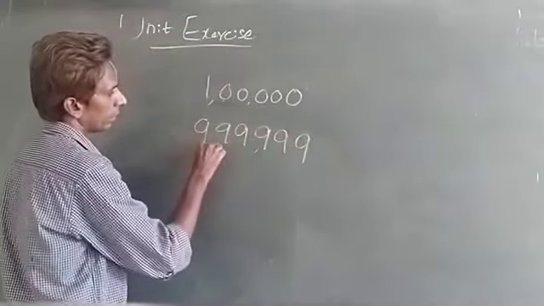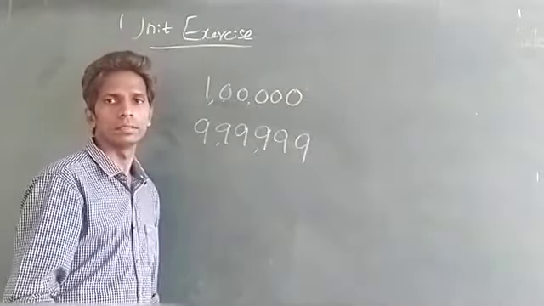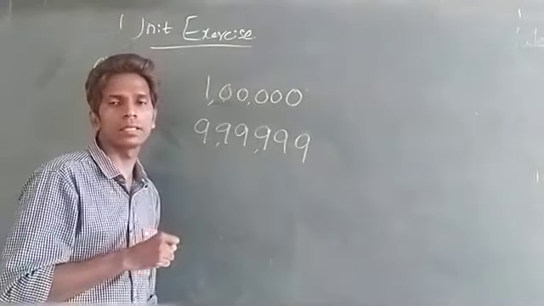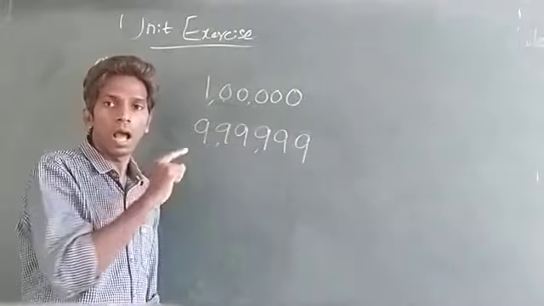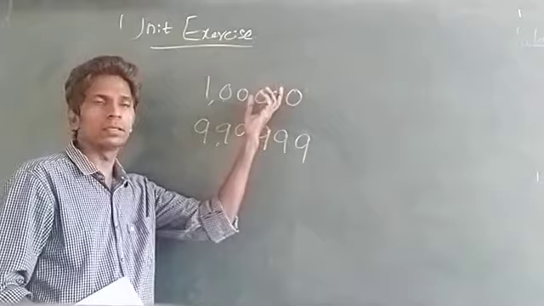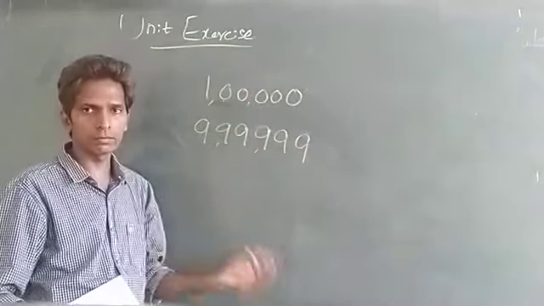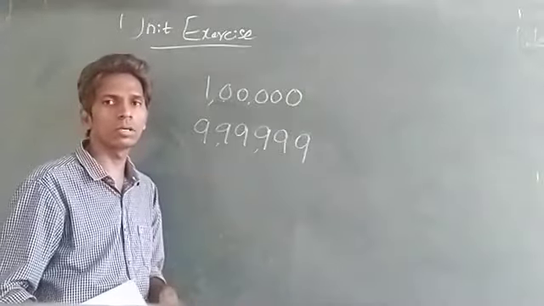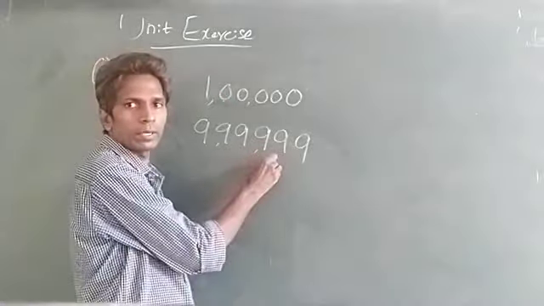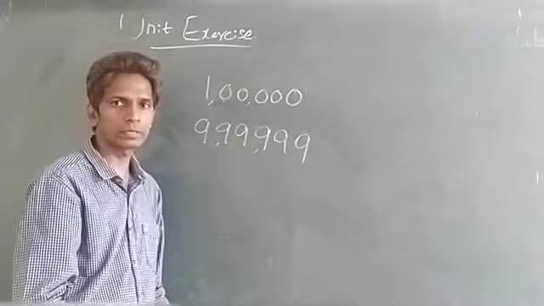So this is the biggest number, 9,99,999. How many 6-digit numbers are there? They are asking how many numbers are there, so we cannot just add 1 lakh 1, 1 lakh 2, 1 lakh 3, like that. We will do the shortcut: big number minus small number plus 1.